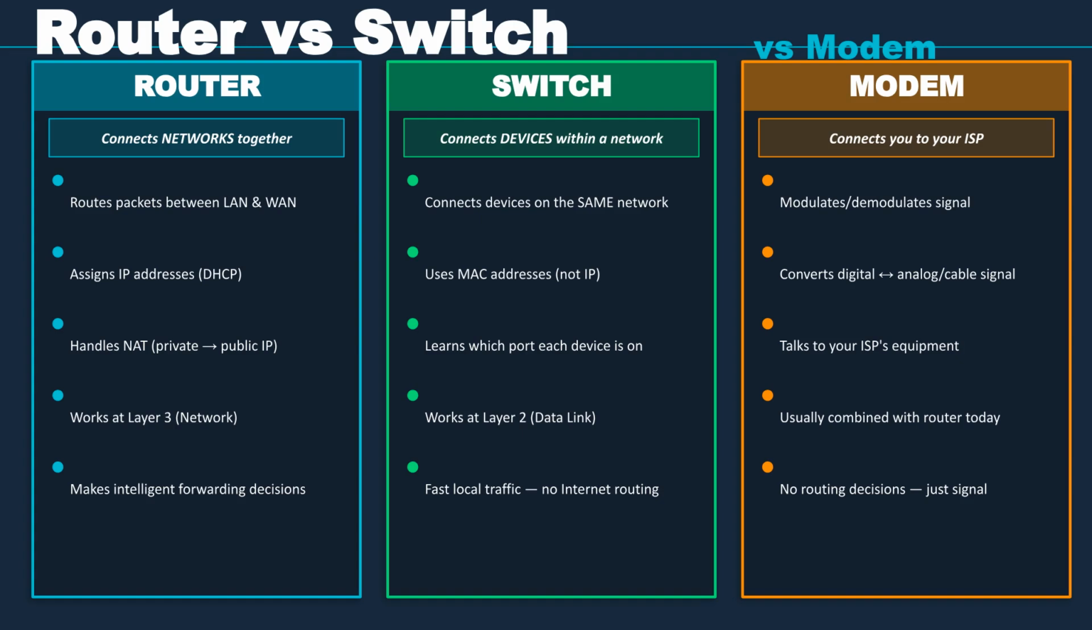Routers connect networks and route packets. Switches connect devices within a network using MAC addresses for local traffic. Modems connect you to your ISP by converting signals and do not make routing decisions.